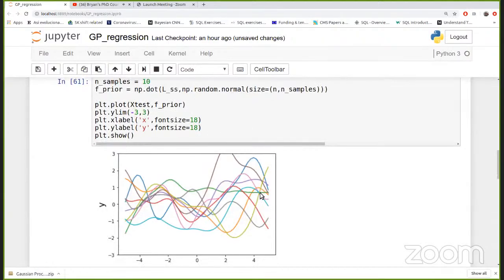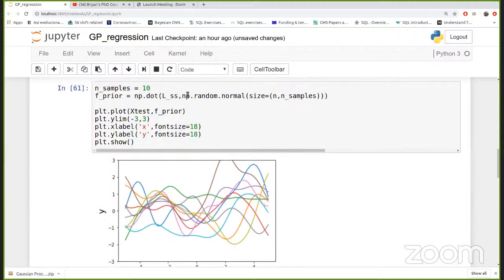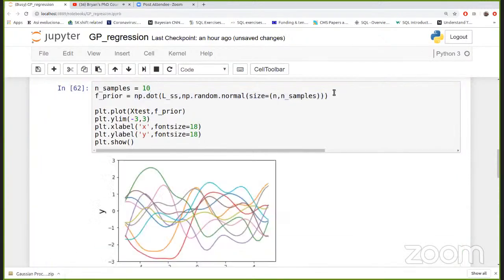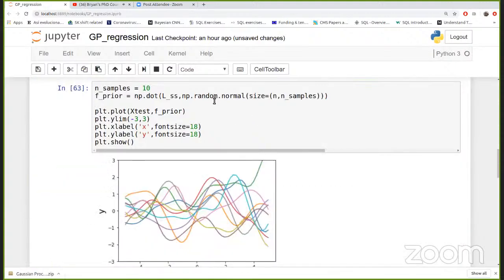So each of these lines is a function, right? It is just one of these 10 results that I obtain from that. And this is a prior, so there are no observations there. If I haven't fixed the random seed, and I do this again, it will give me another 10 random functions like this, etc.